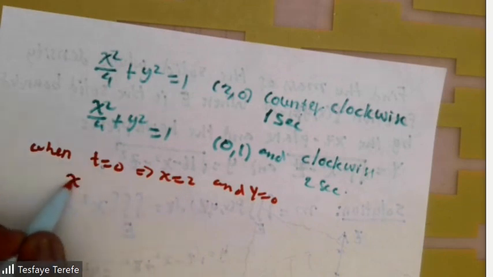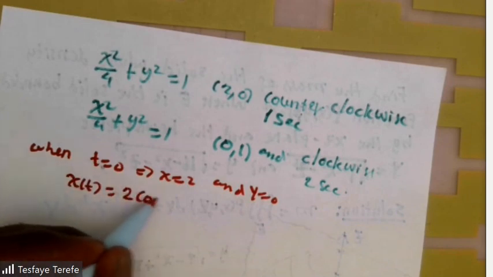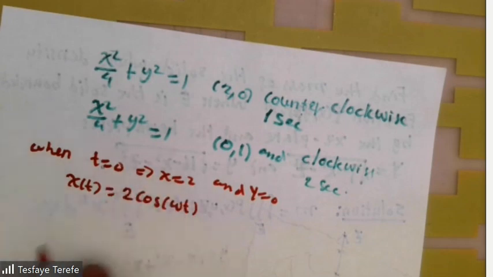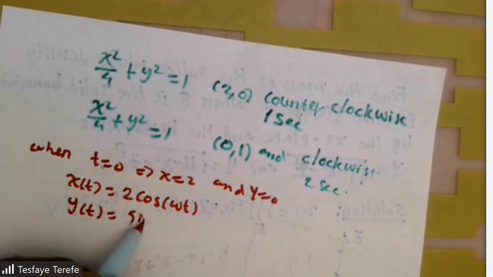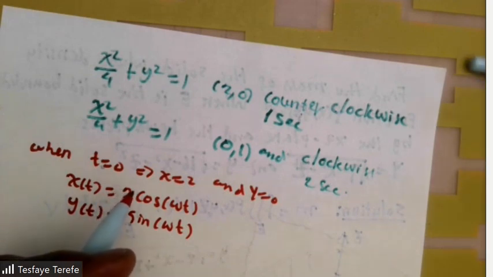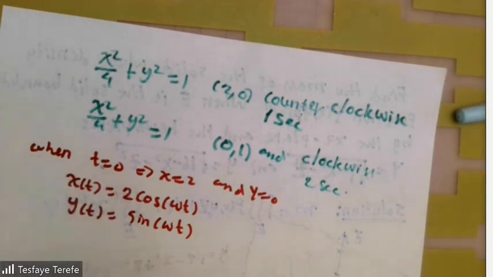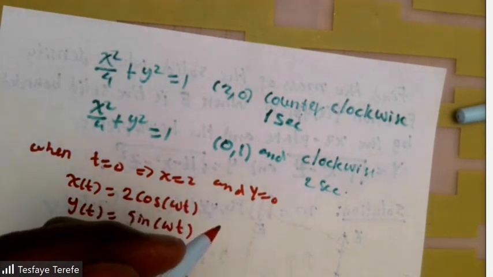Therefore, x of t, what I have to do is, as you know, I can write 2 times cosine of omega t. And the y value, simply let me write it as sine of omega t, because this is angular velocity, or what we call the frequency of the movement. It is going to be determined, and we'll work that.